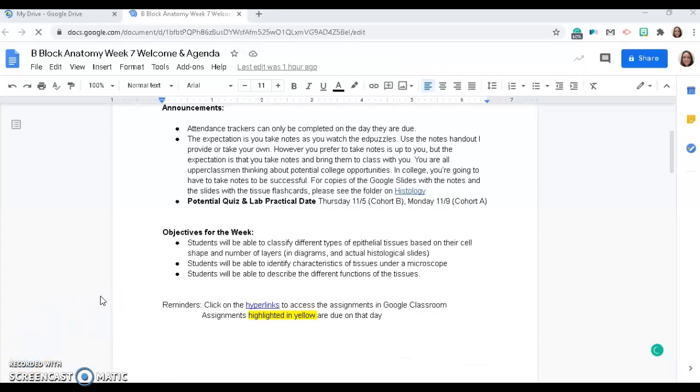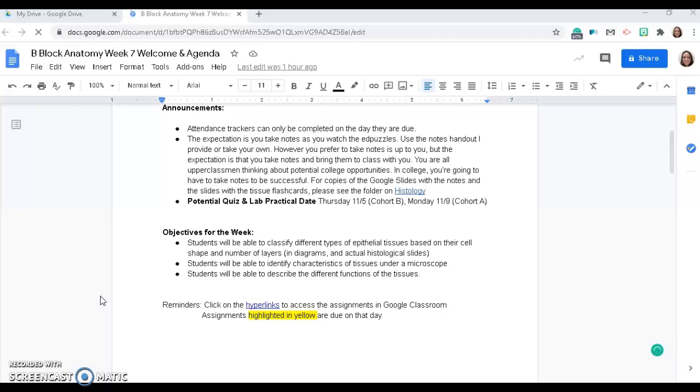As always, when you watch Edpuzzle videos, you need to be taking notes. You are more than welcome to use the notes handouts that I provide to you. You can make a copy of them and type your notes right in that, or handwrite it if you want to print it out. But you should take notes and bring them with you to class.